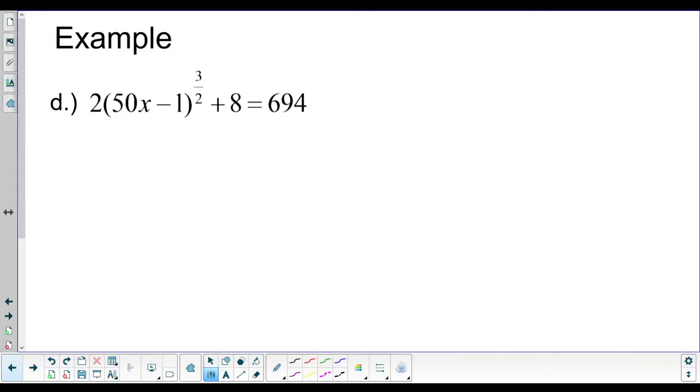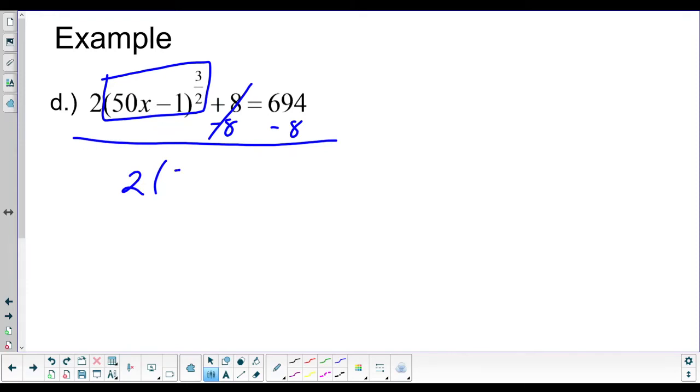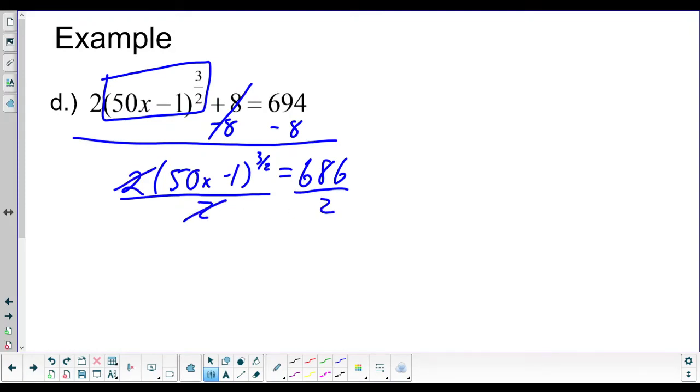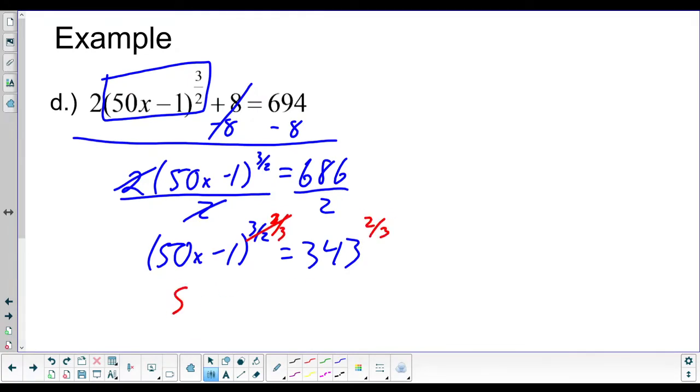All right. So let's go ahead and look at this problem. We need to isolate the thing the exponent is on. So we need to isolate this. Let's start by subtracting 8. So we have 2 times (50x minus 1) to the 3/2 power equals 694 minus 8, which is 686. Then we need to divide by 2 to get rid of the times 2 on our parentheses. So 2 cancels 2, and we have (50x minus 1) to the 3/2 power equals 343. Now we need to do our reciprocal exponent. So we're going to do a 2/3 power to both sides. So this cancels. 50x minus 1 equals, rewriting in radical form, the cube root of 343 squared.